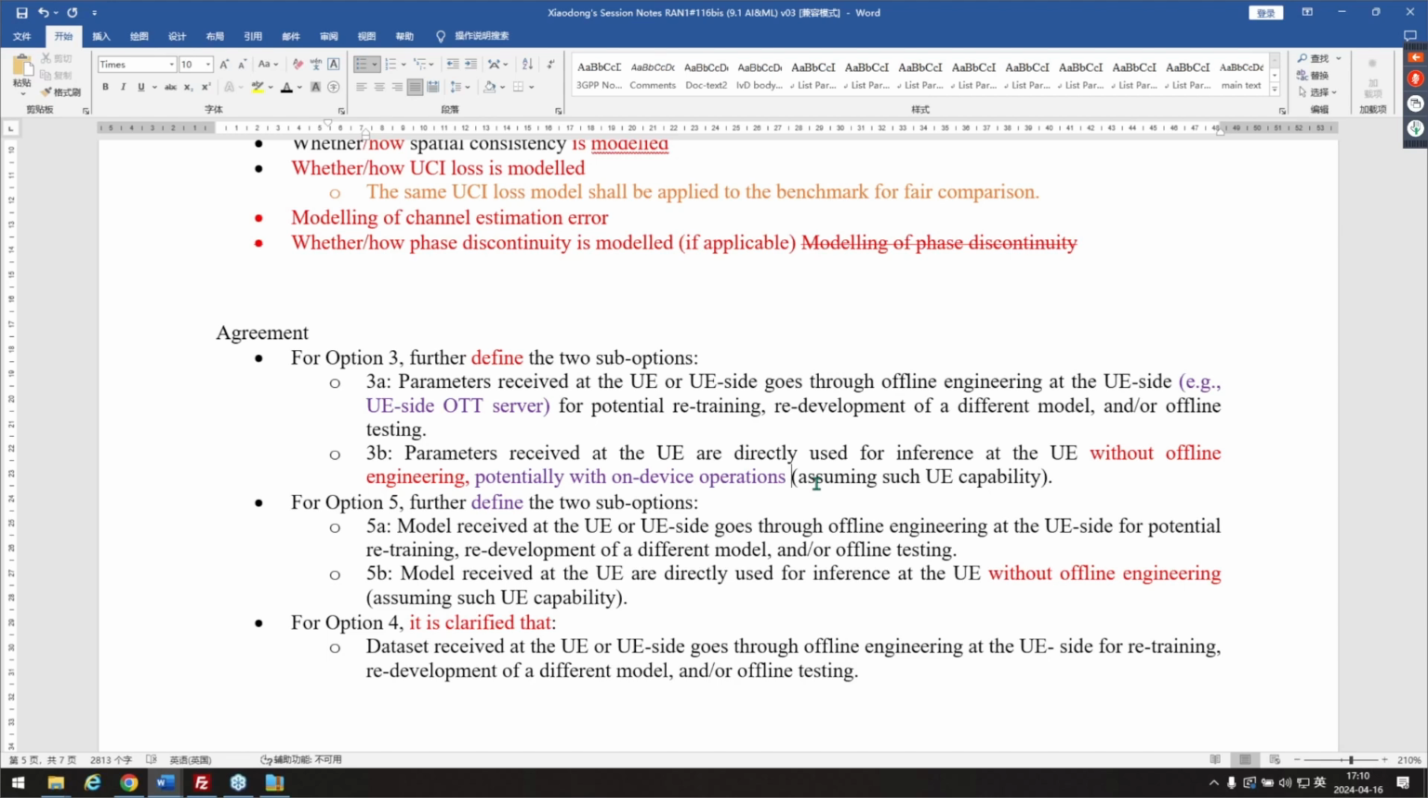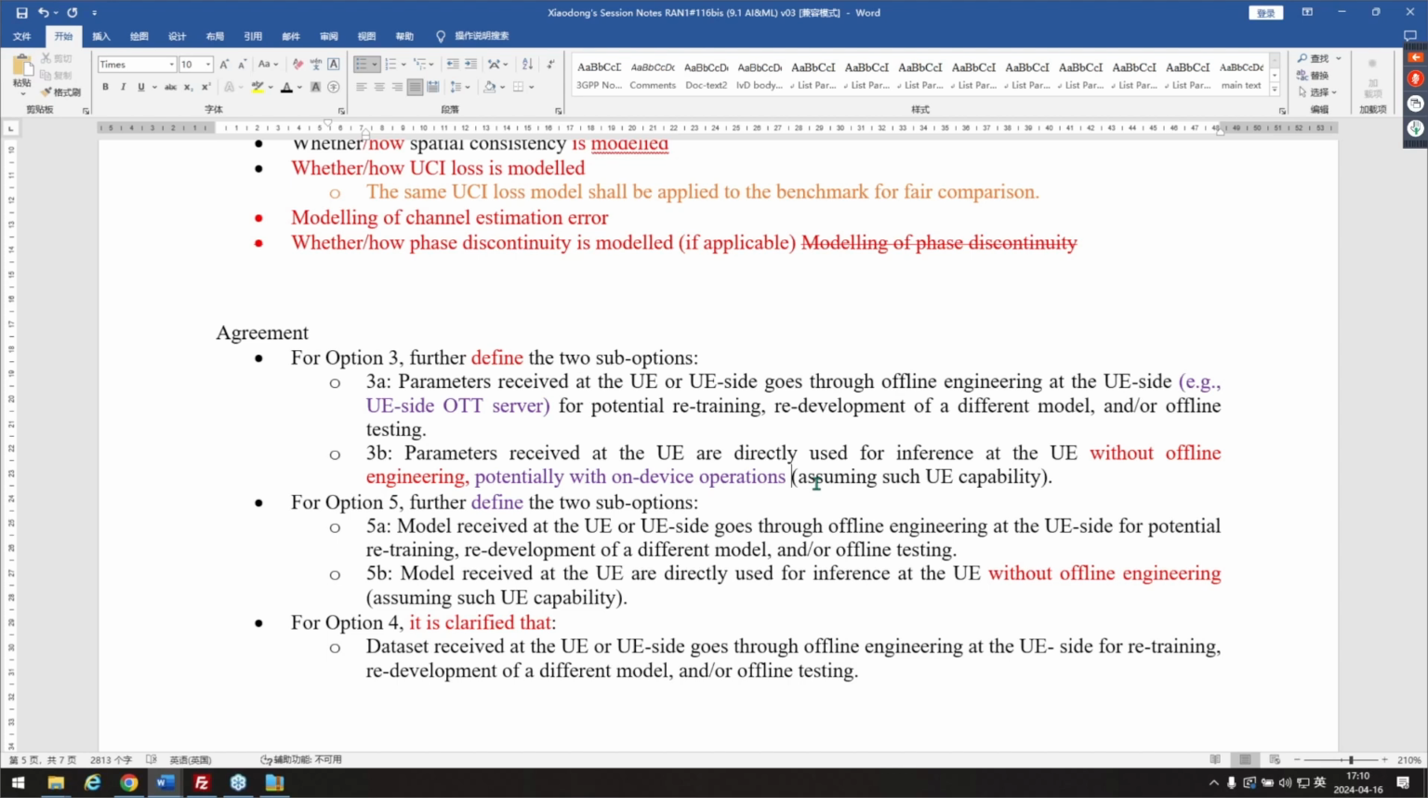And since this is not for immediate use, there is less feasibility concern from the device capability point of view. And it may be a longer time scale, right? So there are different implications. And maybe there could be some additional helpful information that the network side could provide to the UE side to facilitate the UE side offline engineering. So again, this is to facilitate further discussions.